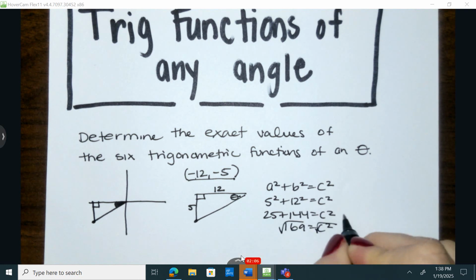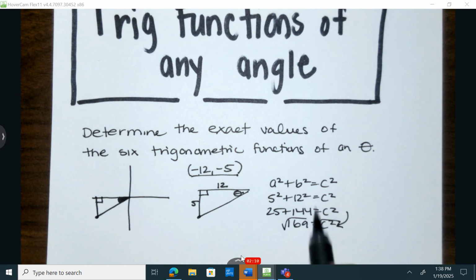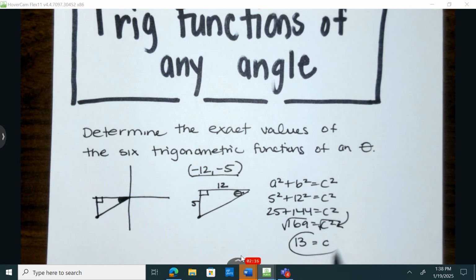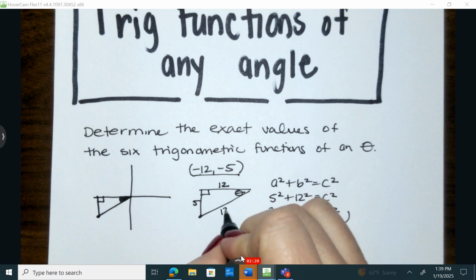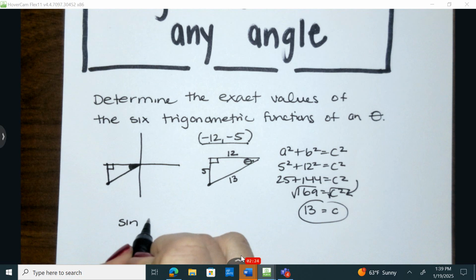Now generally, if I was just doing the algebra and it wasn't specific to this problem, we'd say the answer was plus or minus 13. But because I know I'm describing a length, we're going to leave it as only positive, because again, lengths are always going to be a positive value. Now I can evaluate the 6 trigonometric functions.